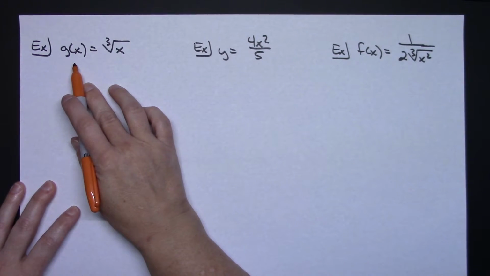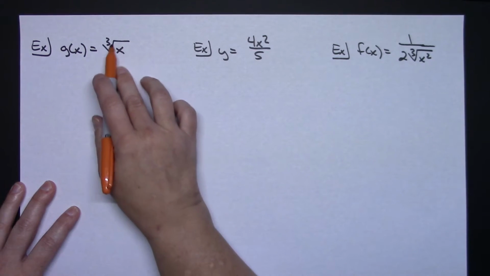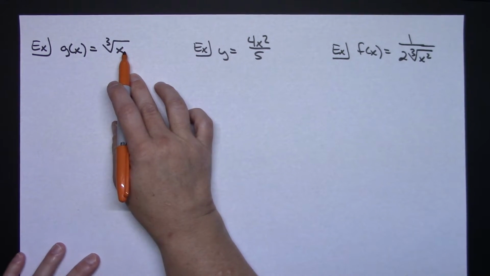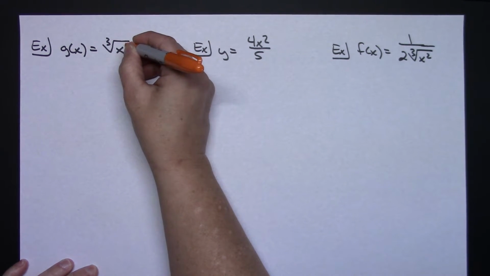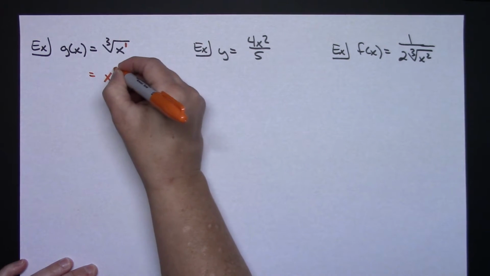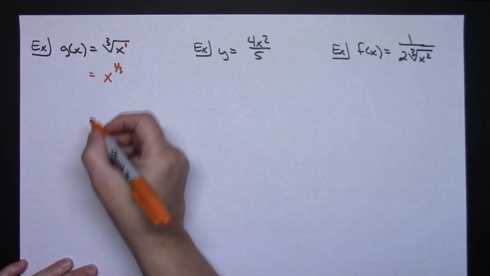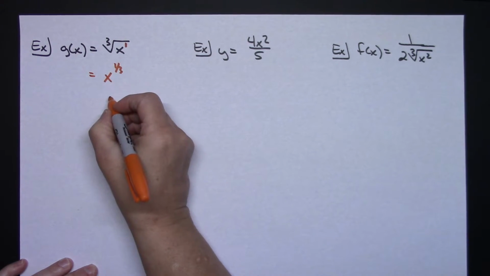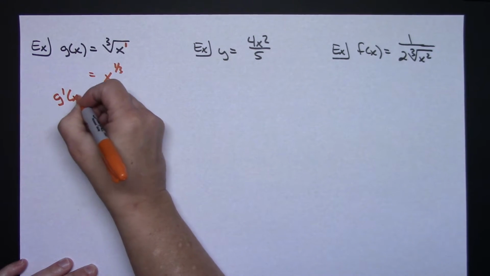Instead of always calling it f of x, let's go g of x equals the cube root of x. Alright, so here again I don't really have a power, but if I rewrite this into a rational exponent, and there's a little 1 right there, then really I have an x to the 1/3 power. Now as soon as I do that, I can implement the power rule. Show that you are taking the derivative by going g prime of x.